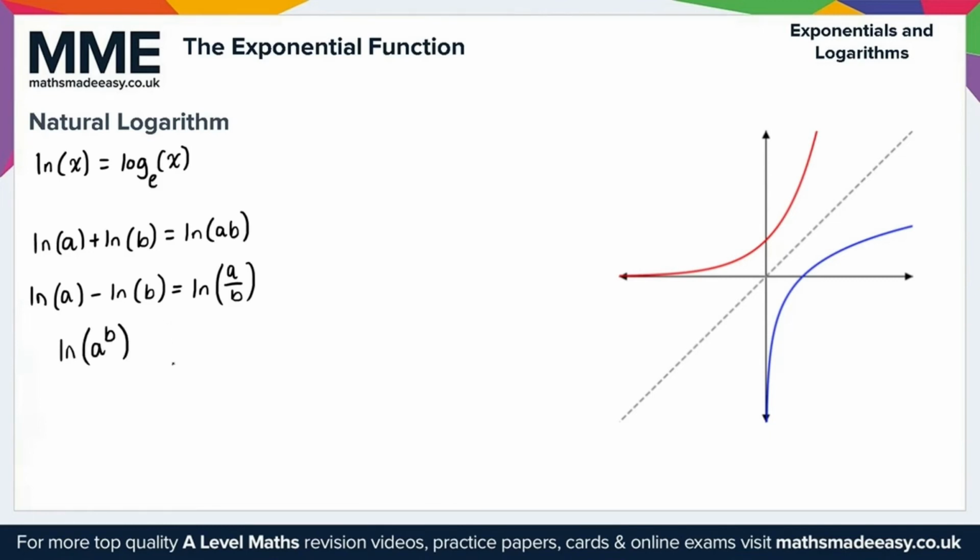And finally, using the power rule of logarithms for the natural logarithm, if we've got ln of a to the b, we can bring this b down in front so that we can write this simply as b ln of a.